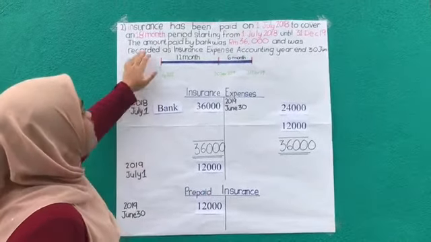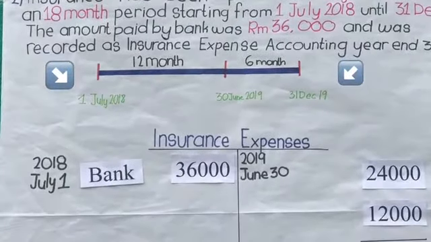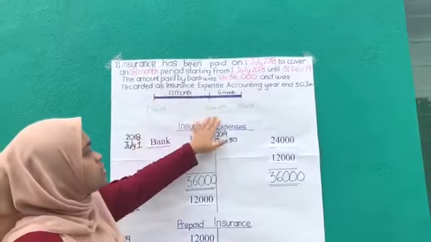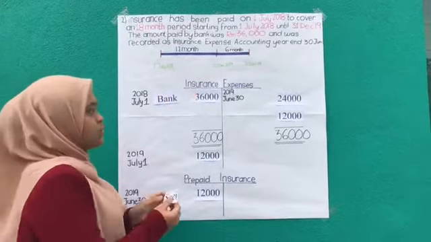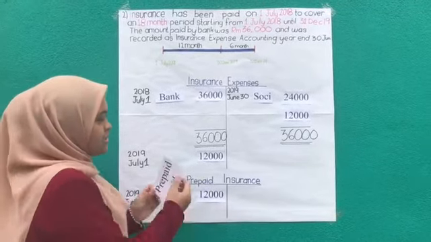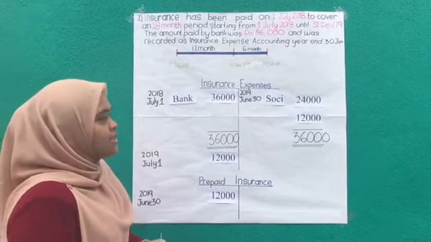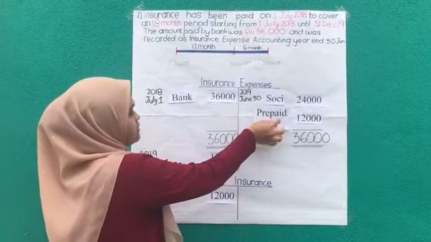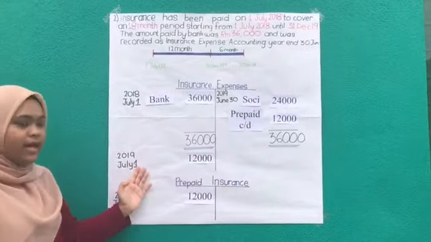For the insurance, they paid for 18 months. You can see here they are from 1st July 2018 to 31st December 2019. So we know in a year we have only 12 months, from 1st July 2018 to 30 June 2019. For the 12 months, we just paid 24,000 as the statement of profit or loss here. At the end of the year, we close the account, 36,000 here and 36,000 here. So we know that there will be a balance at the credit side of 12,000. The 12,000 will be a prepaid c/d. Now, the prepaid c/d we will bring to the debit side as prepaid b/d.